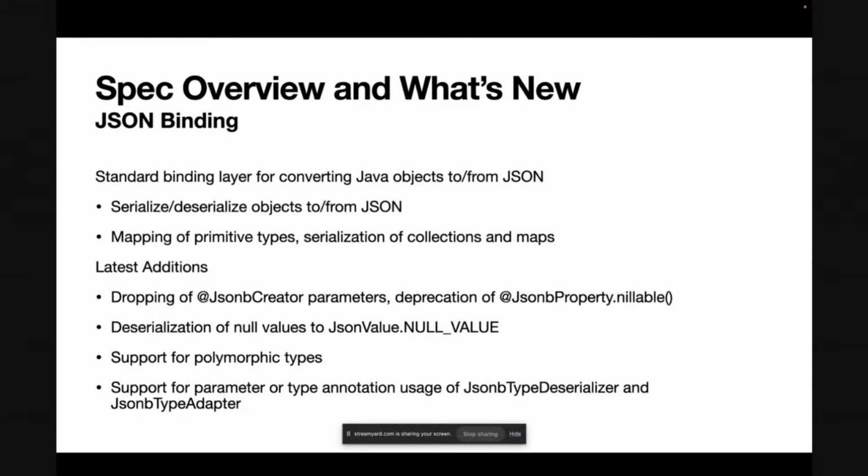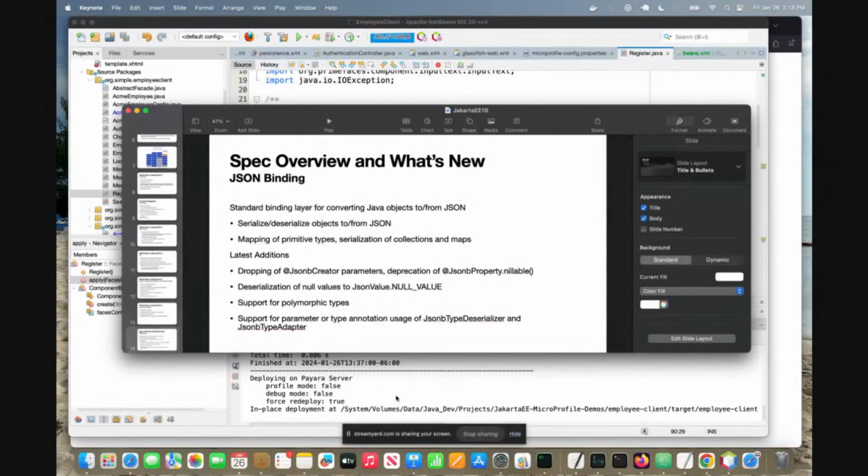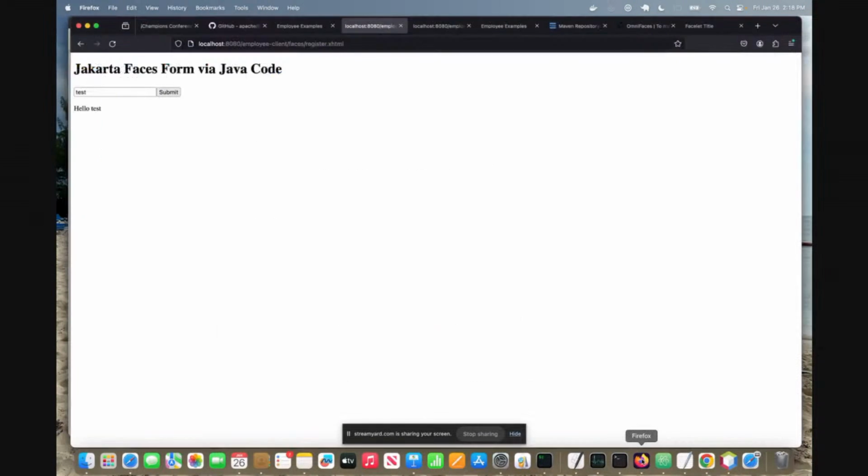We've got the dropping of JSONB creator parameters, deprecation of the JSONB property nillable, also the deserialization of null values to JSON value underscore null value. There's now support for polymorphic types and support for parameter type annotation using JSONB type deserializer and JSONB type adapter. So let's go ahead and show you just real quick, a quick demo of what JSONB does, for those of you who are not familiar.